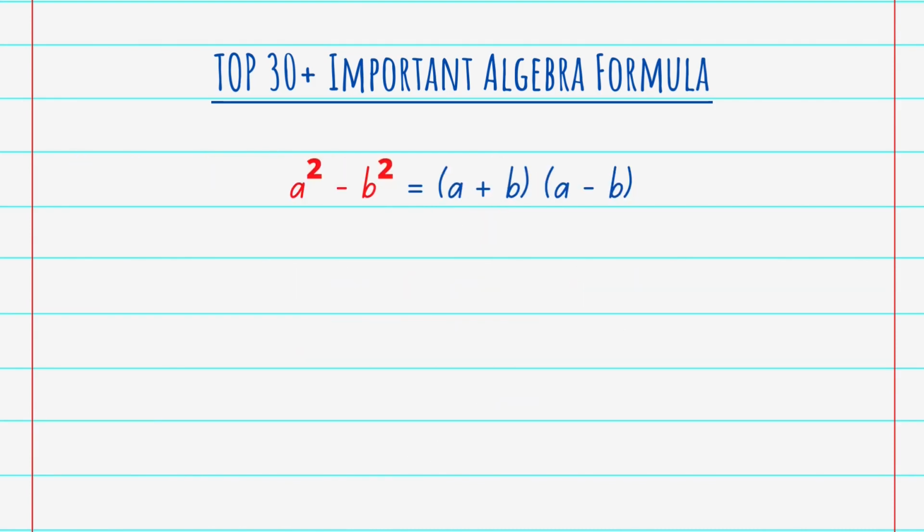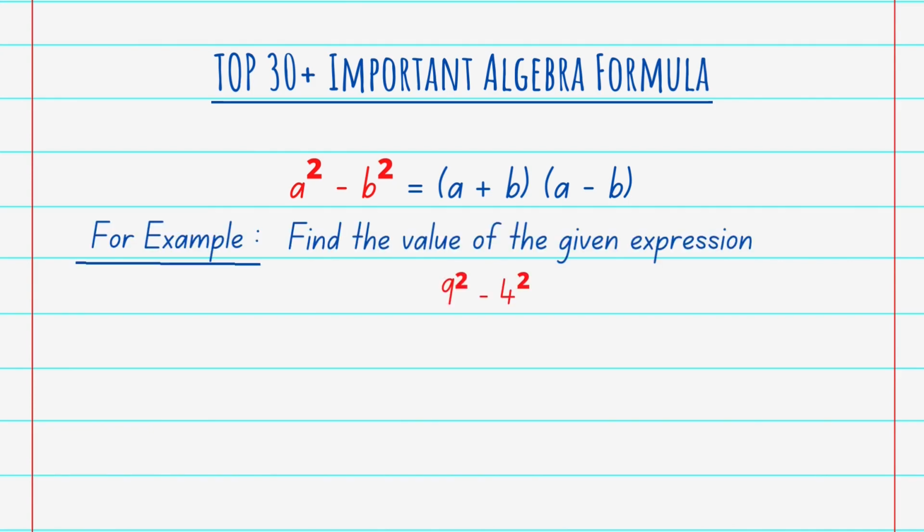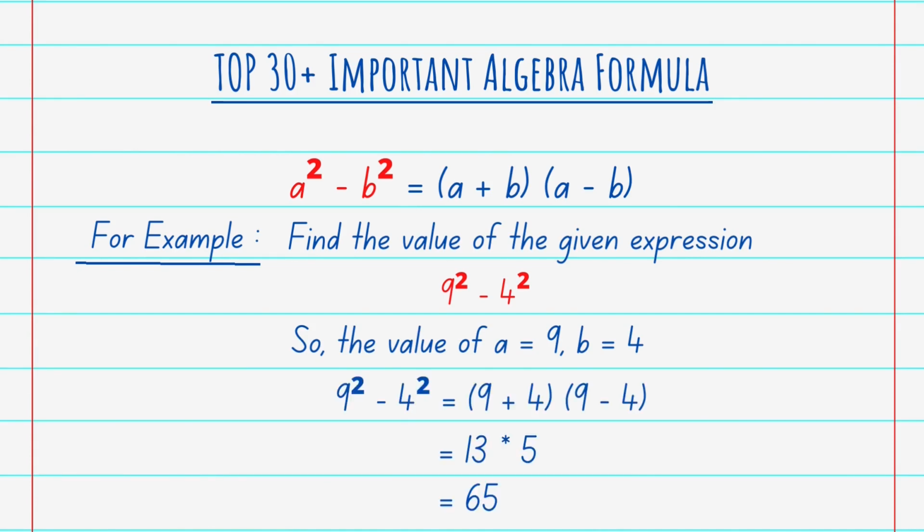Got it? Then like this, the next formula is a square minus b square. So a square minus b square is equal to (a plus b) into (a minus b). For example, if we got the expression 9 square minus 4 square, the value of a is equal to 9 and b is equal to 4 in this case. So 9 square minus 4 square is equal to (9 plus 4) into (9 minus 4) with this formula. So 13 into 5 is equal to 65. So we got the value of this expression 9 square minus 4 square is equal to 65.